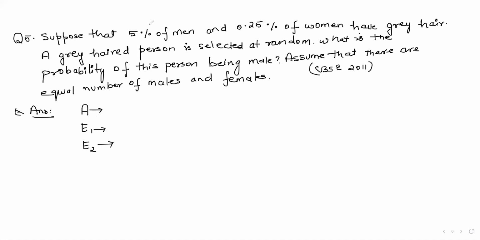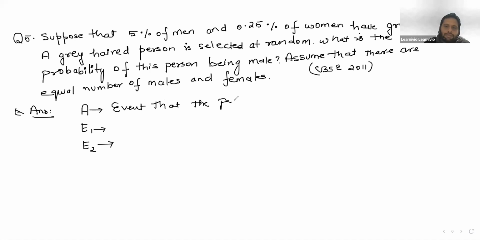Sir, A is the probability that the person is male. First of all, we will check what is given. A gray-haired person is selected. Event A: the person has gray hair. Yes, the event that the person selected has gray hair.